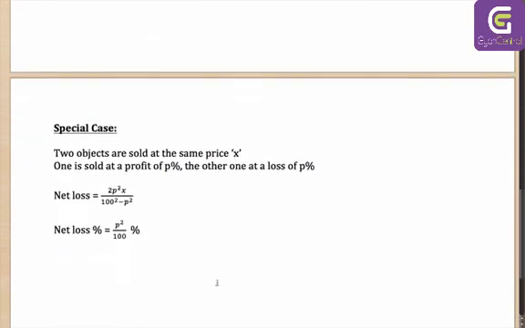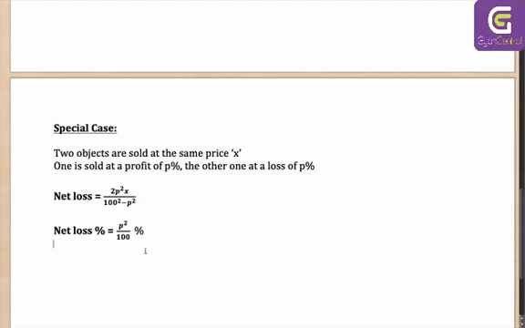Moving on to a special case. Let's say 2 objects are sold at the same price of x, one is sold at a profit of p% and the other one is sold at a loss of p%. Then what will happen? Are you overall in profit or overall in loss? Well, as you can see from the formula here, you are going to be in an overall loss, and the amount of the loss is given by 2p square x by 100 square minus p square. And what is going to be your loss percentage? Well, that is a much simpler formula to use and remember. It is simply p square by 100%.